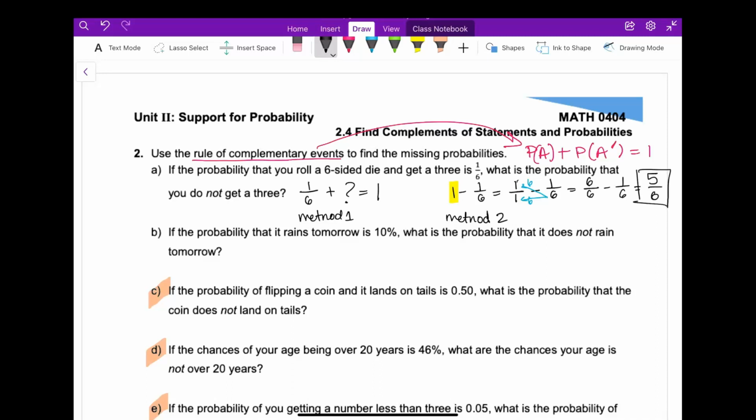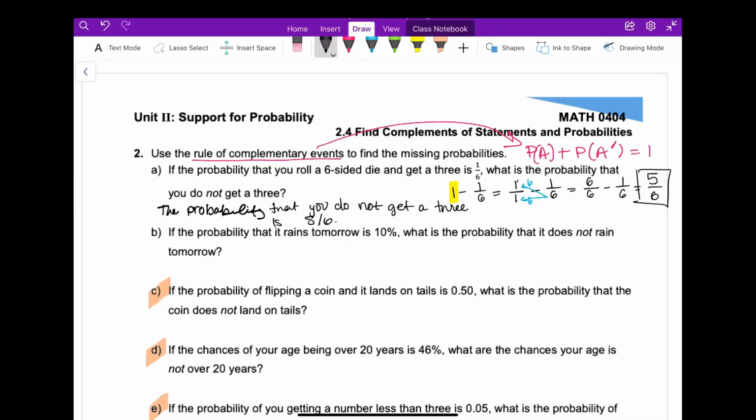And so let's go ahead and continue our tradition of answering with complete sentences. I'm going to put it here. The probability that you do not get a 3 is 5/6. Beautiful. Let's try B, and then you're going to try the rest on your own.